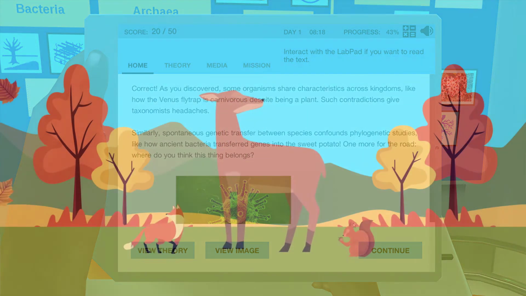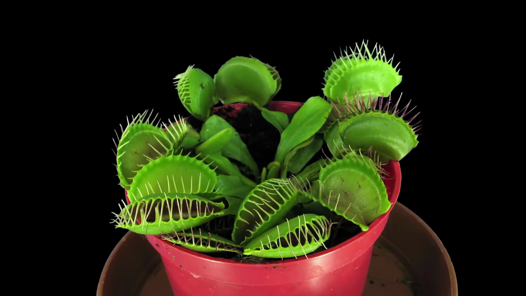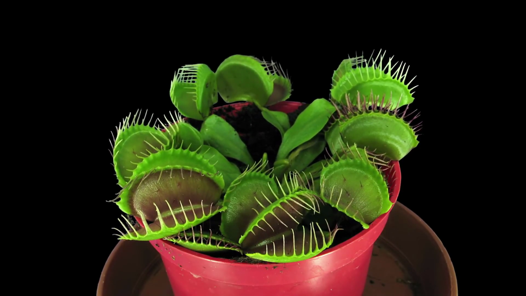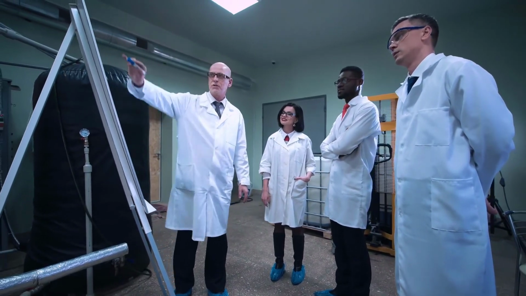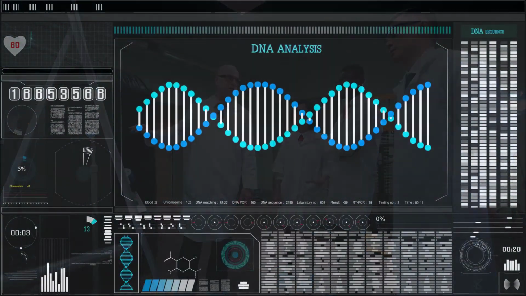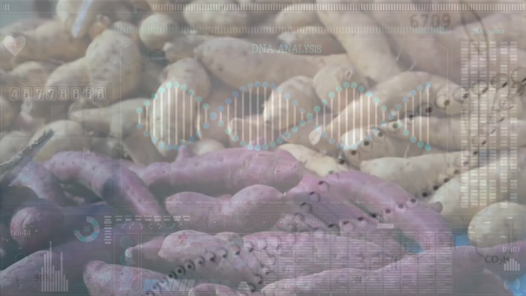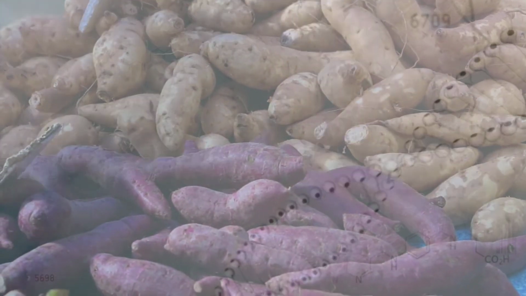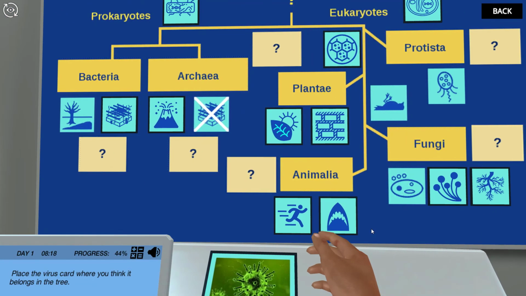Correct. As you discovered, some organisms share characteristics across kingdoms, like how the Venus flytrap is carnivorous despite being a plant. Such contradictions give taxonomists headaches. Similarly, spontaneous genetic transfer between species confounds phylogenetic studies, like how ancient bacteria transferred genes into the sweet potato. Place the virus card where you think it belongs in the tree.